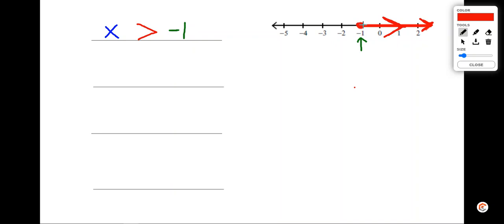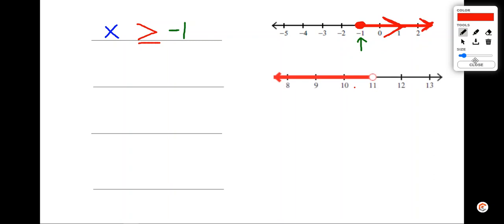Then you need to check, is it going to be an open or closed dot? Remember, it's a closed dot. If it's a closed dot, then you need something extra at the bottom of the symbol. If it's an open dot, there's nothing at the bottom. So this is X is greater than or equal to -1.